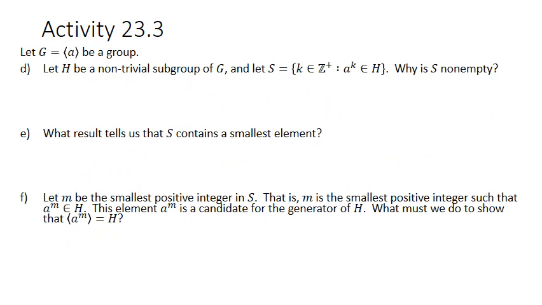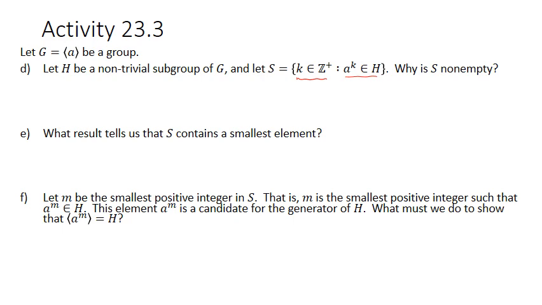Okay, so continuing on with part D, let H be a non-trivial subgroup of G, and let S be the set consisting of all positive integers k such that a to the k is in H. So S is basically keeping track of all of the exponents of a that are in H. How do we know that S is non-empty?